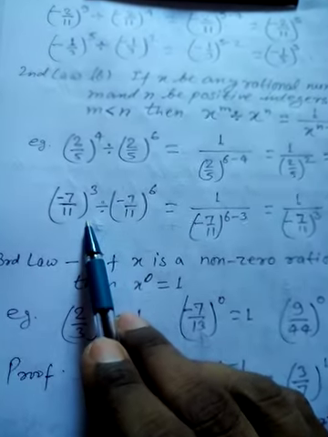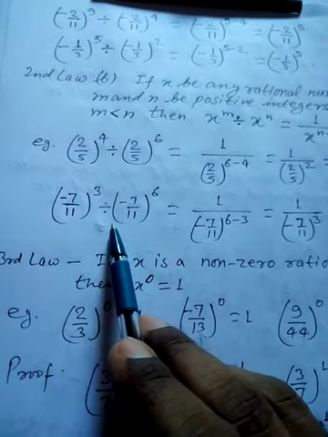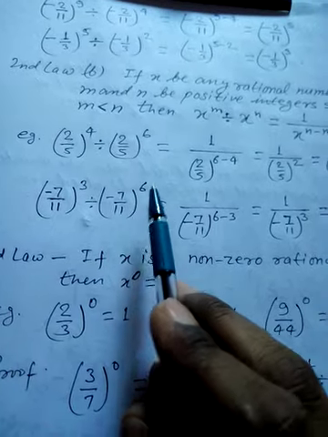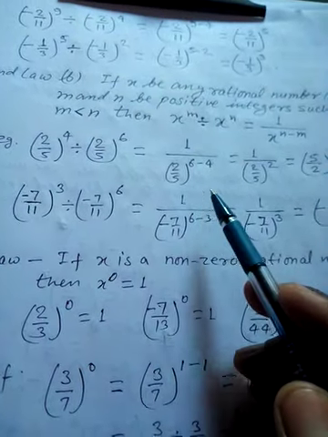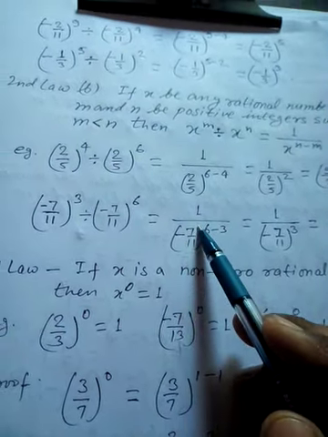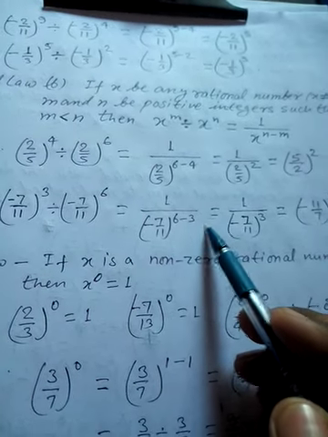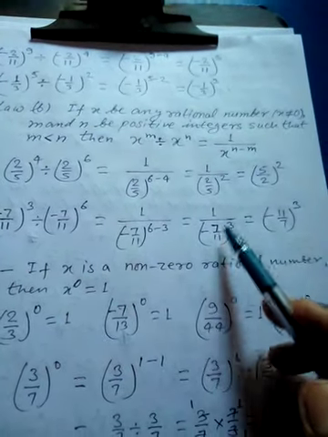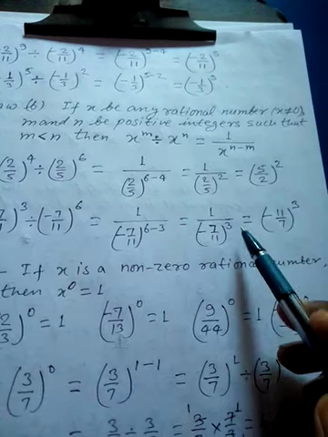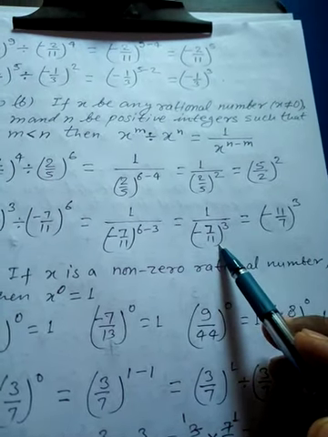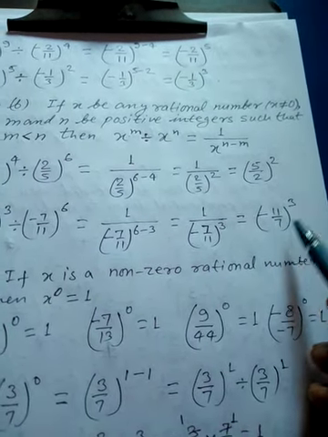Minus 7 by 11 to the power 3 divided by minus 7 by 11 to the power 6. Once again you can write 1 by minus 7 by 11 to the power 6 minus 3. That will give you 1 by minus 7 by 11 to the power 3, and by reciprocal you can write minus 11 by 7 to the power 3.